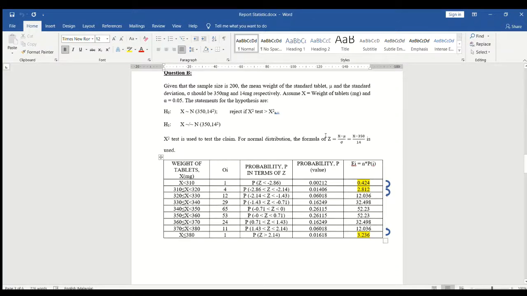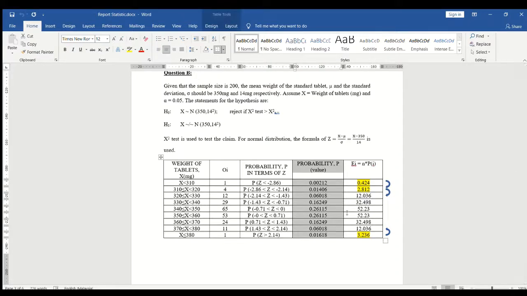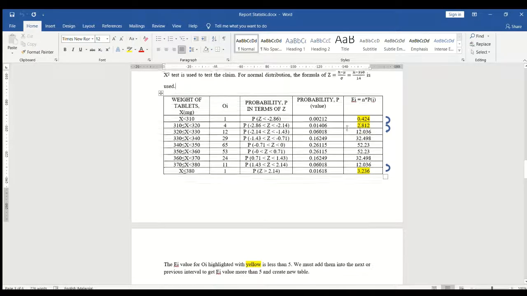So we use the following formula of Z for the data. The weight of tablets X is then split into intervals of 10 to get the ranges. And we got the OI, which is counted through the data given in the Excel file, and the probability P in terms of Z using the Z equation here again, and then the probability P of the value is taken directly from the statistics table, and the EI is then calculated.